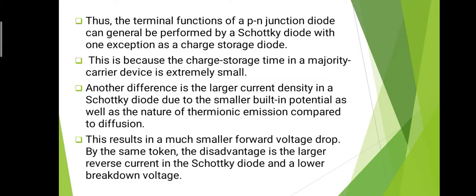By the same token, the disadvantage is a larger reverse current in the Schottky diode and a lower breakdown voltage. We don't want a larger reverse current, but the Schottky diode gives a larger reverse current. Also, generally we want a higher breakdown voltage, but in a Schottky diode there is a lower breakdown voltage. This is another disadvantage.